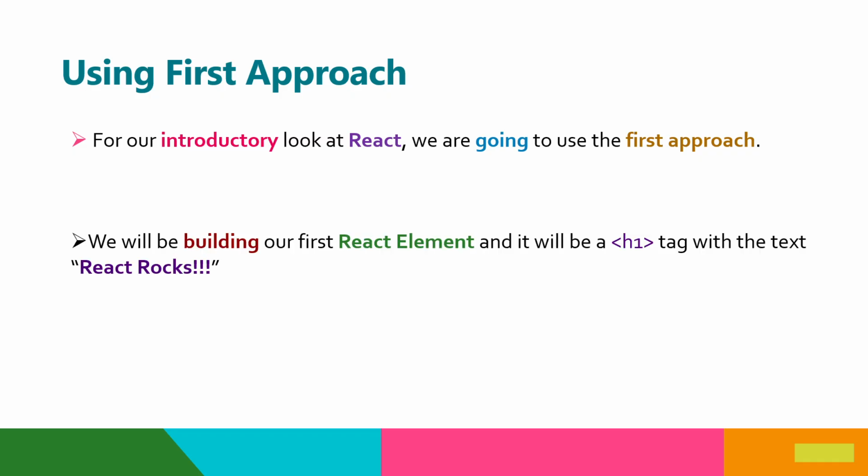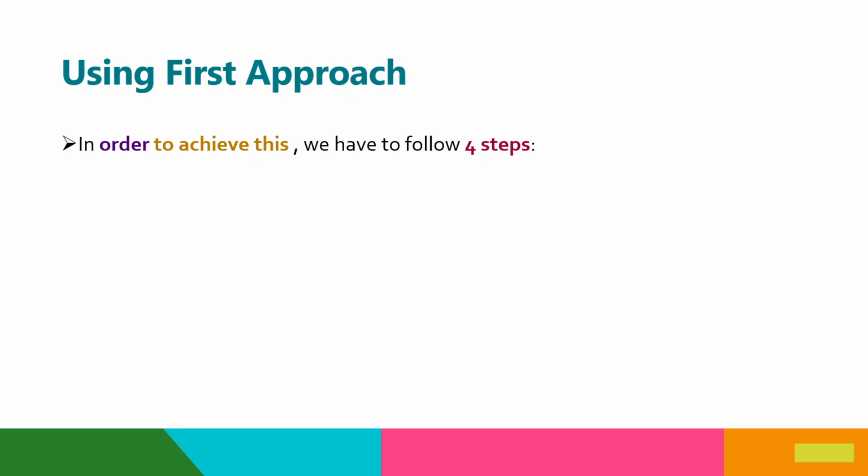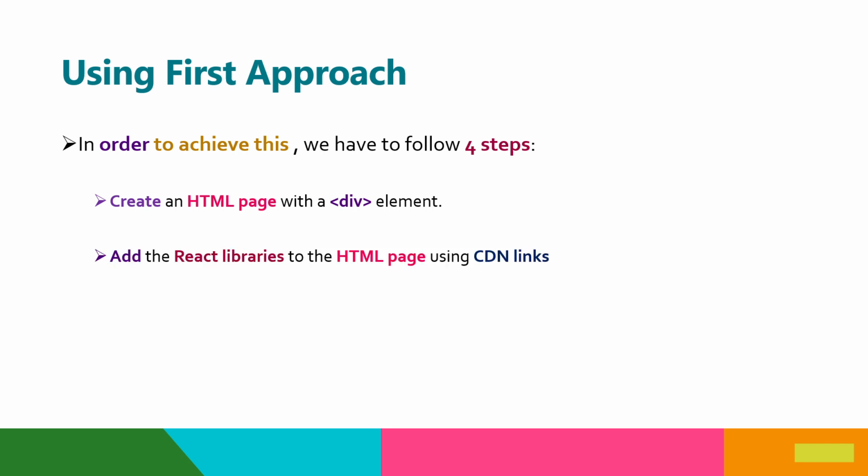So we will be building our first React element, and it will be the h1 tag with the text "React rocks", the desired output. Using the first approach, in order to achieve this, we have to follow four steps: create the HTML page with the div element, add the libraries to the HTML page using CDNs links, call the method React.createElement and create an h1 element.